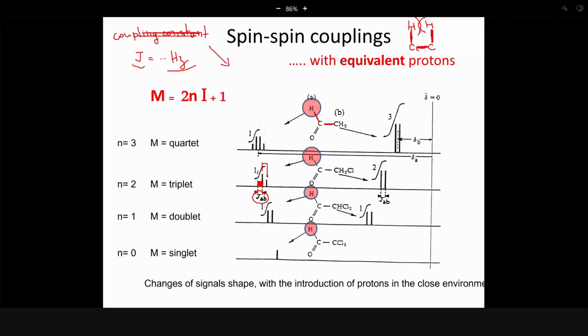And calculating this coupling constant will give us information about the distance that separates the protons. So this is the fourth piece of information that we can get from a proton spectrum.